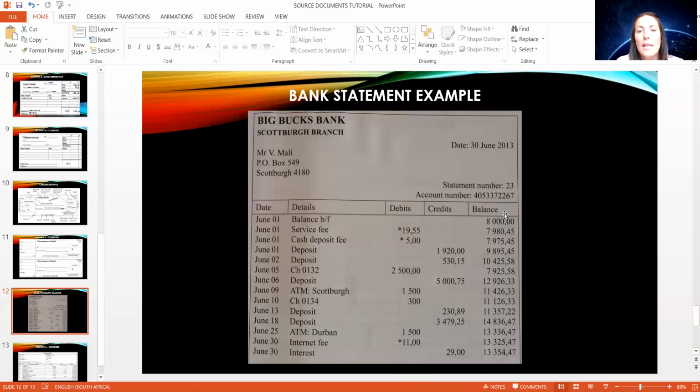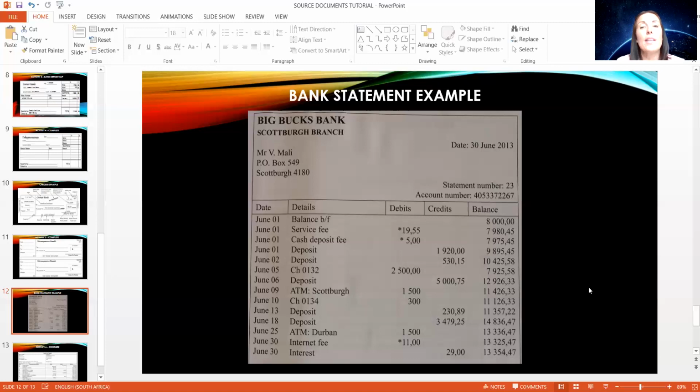So you can see here, he started off with 8,000, then there was a service fee of 19 Rand 55. So can you see that the balance of his bank account, the money in his bank, decreased? Then there was another charge or payment, 5 Rand, so it became even less. But then there was a deposit of 1920. So can you see now it increased a bit? So any debits on the bank statement will decrease the client's balance, and any credits will increase the client's balance.